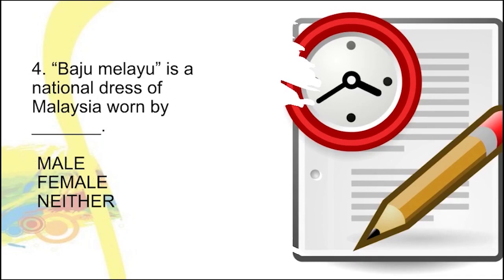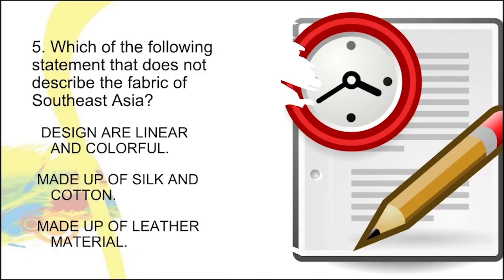Next. Which of the following statements does not describe the fabric of Southeast Asia? Designs are linear and colorful. Made up of silk and cotton. Made up of leather material.